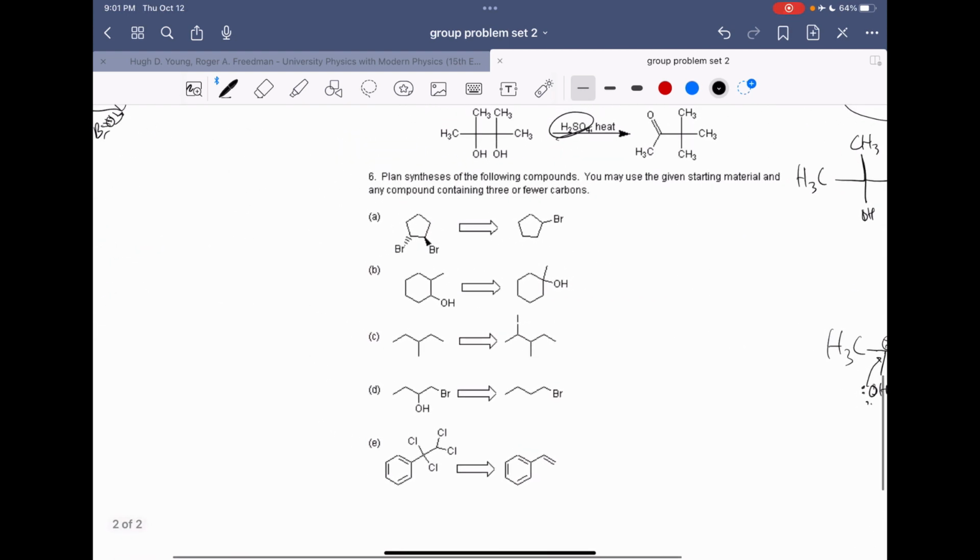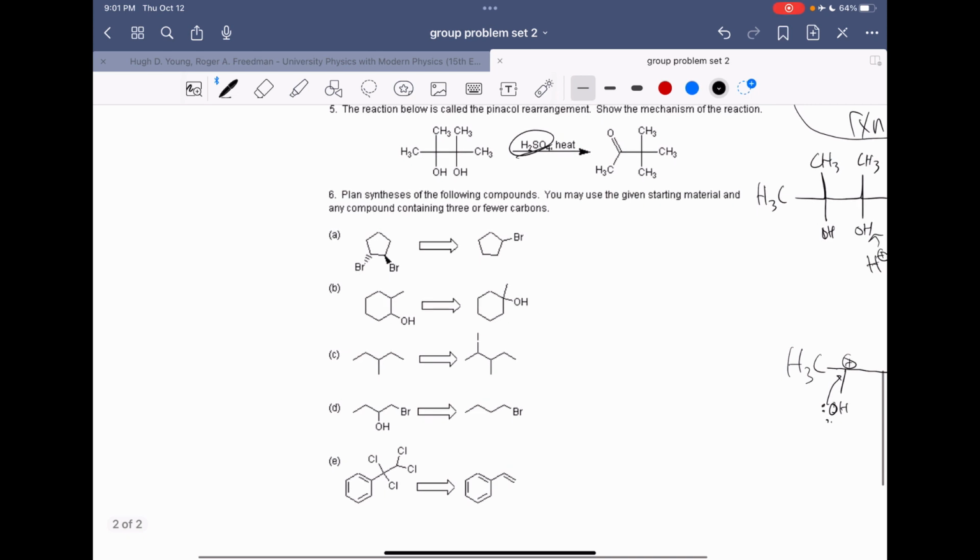And then for this last problem, number 6, plan syntheses of the following compounds. You may use the given starting material and any compound containing 3 or fewer carbons. That pretty much aligns with anything we've used from this class, just because none of it really contains that many carbons. I don't think so. Okay, and for this we don't have to show mechanisms, so we can just show exactly what happens when I use whatever reagent. I'm sure you guys know synthesis notation is kind of backwards. This is what we start with, and this is what we end up with.